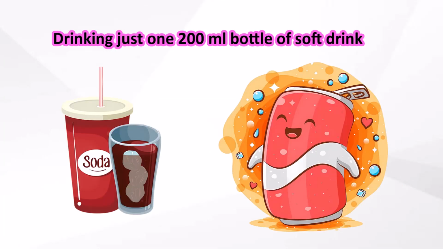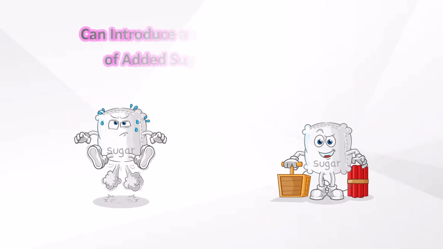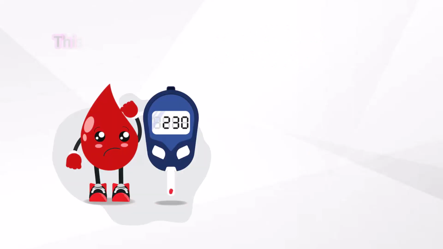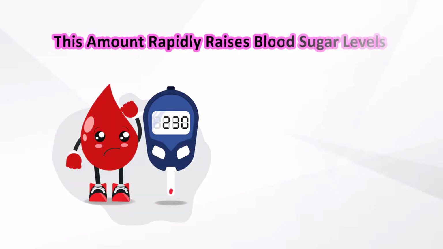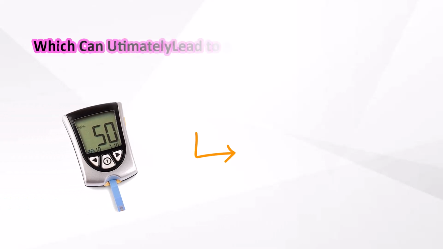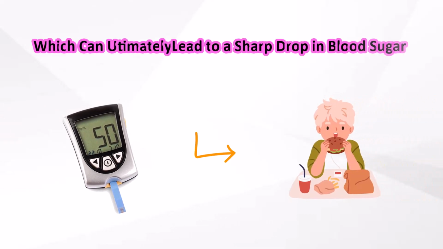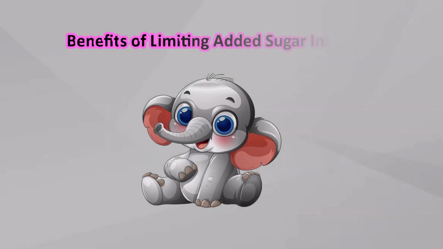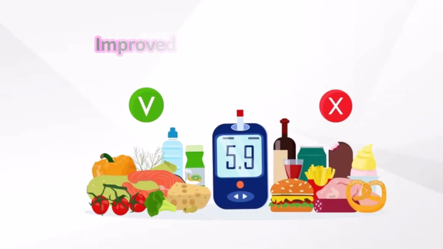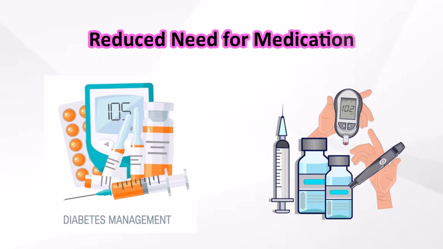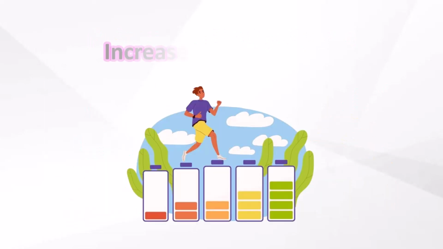Drinking just one 200 milliliter bottle of soft drink can introduce about 20 to 25 grams of added sugar into the body. This amount rapidly raises blood sugar levels and triggers the body's insulin response, which can ultimately lead to a sharp drop in blood sugar and cause early feelings of hunger. Benefits of limiting added sugar intake: improved blood sugar control, reduced need for medication, weight loss, increased energy levels.